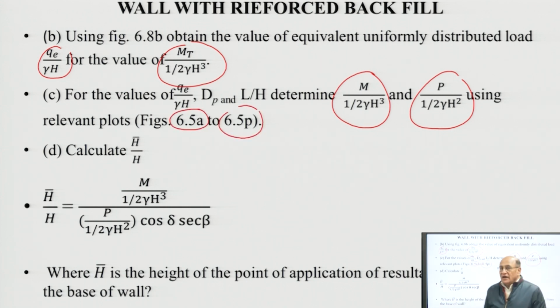Figure 65A and 65B. The next will be calculate H bar to the H, that will be M by half gamma HQ and P by half gamma H square cos delta and sec beta. The value H bar is the height of the point of application of resultant pressure from the base of the wall.